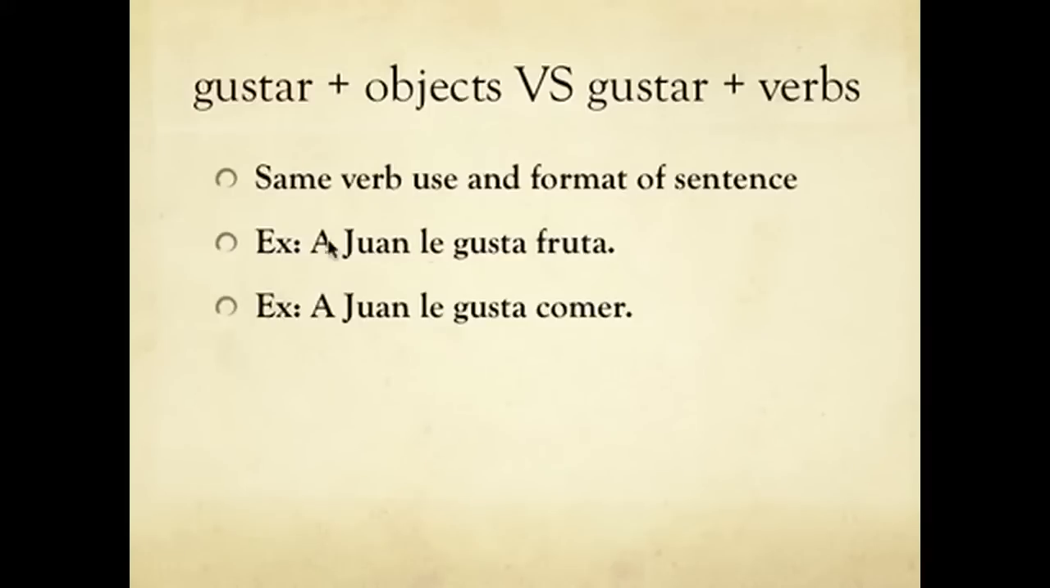So here's a sentence with gustar and an object, and then here gustar and a verb. So both sentences look basically identical. Same format with the name, le gusta, and le gusta is just gusta and not gustan because it's only one object and one action. Let's look at another subject.